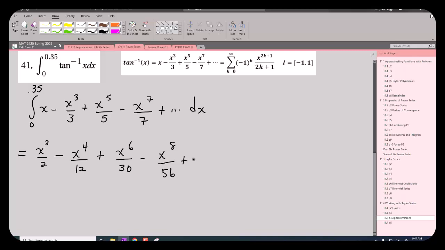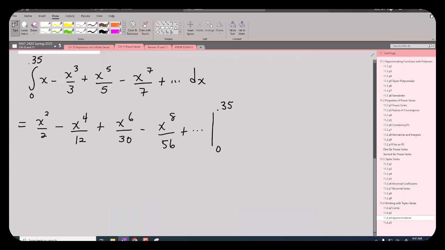And when we integrate term by term, we will have this. And we're going from 0 to 0.35. Once again, plugging in 0 is not going to be a contributor, so we'll end up with 0.35 squared over 2 minus 0.35 to the 4th over 12, etc.